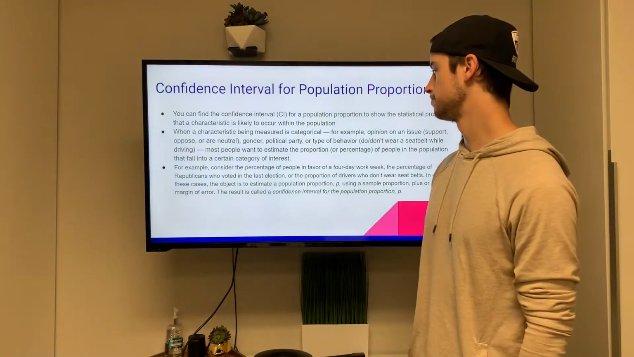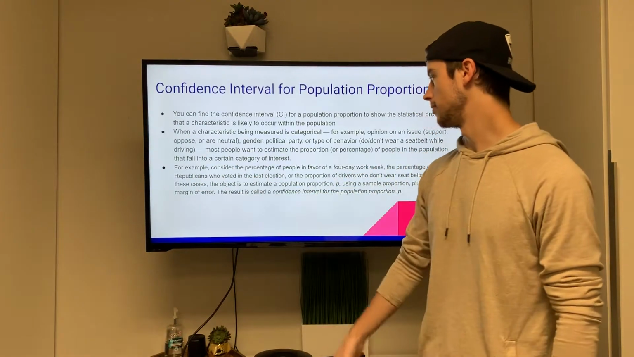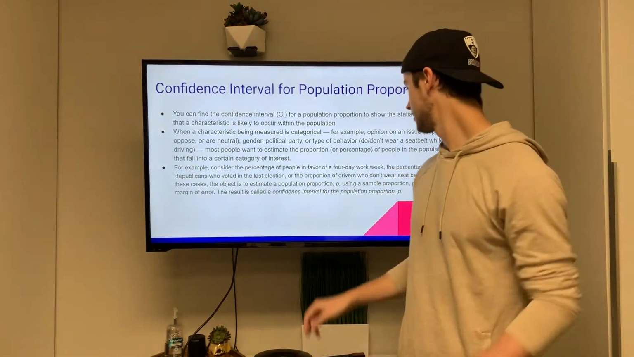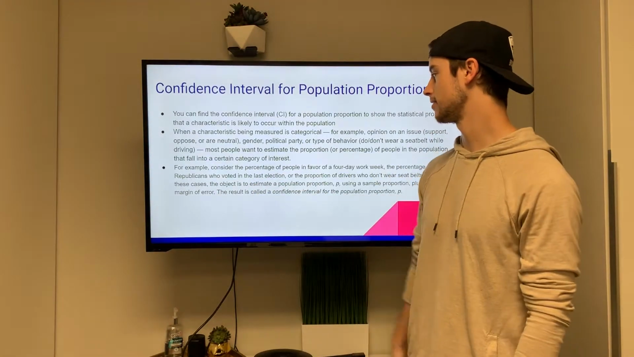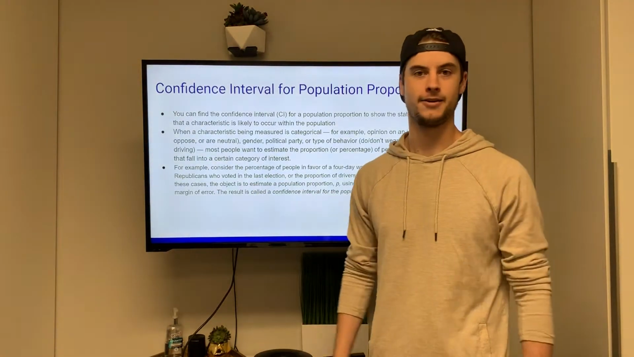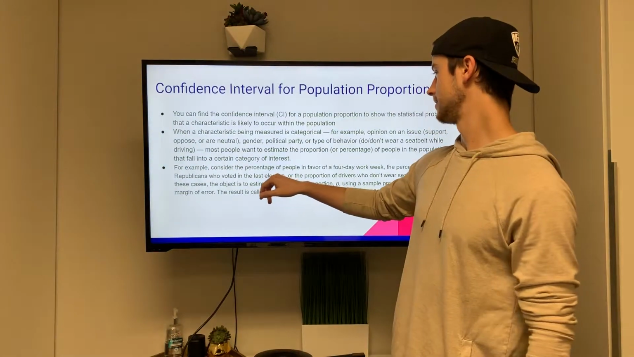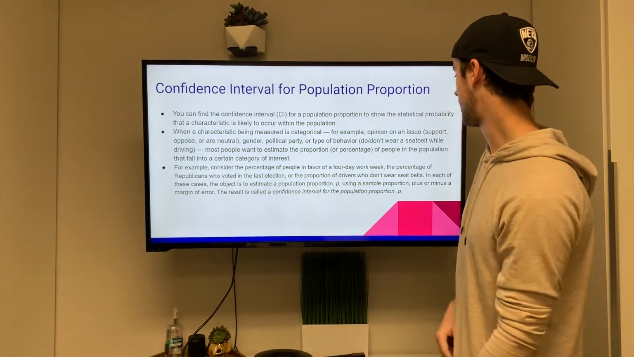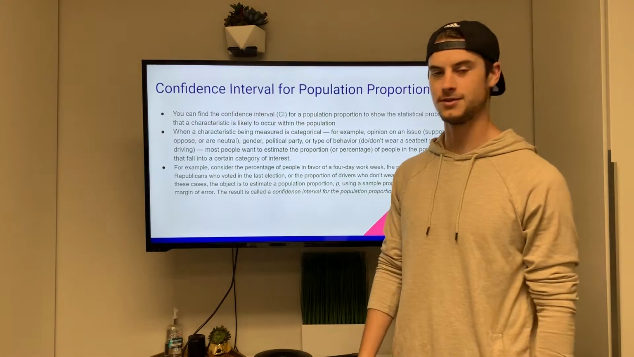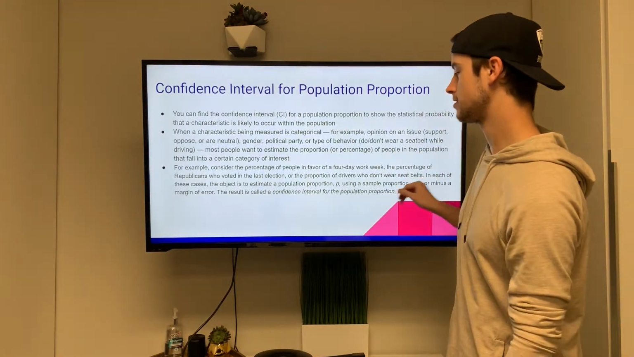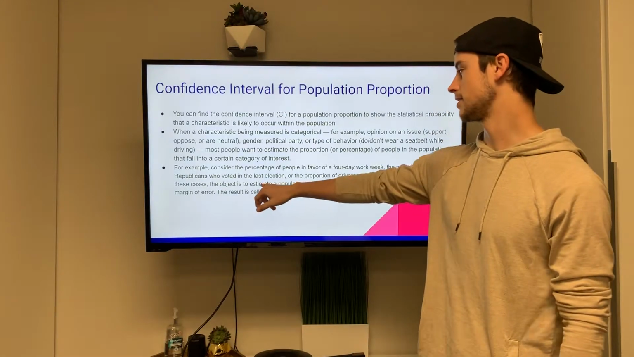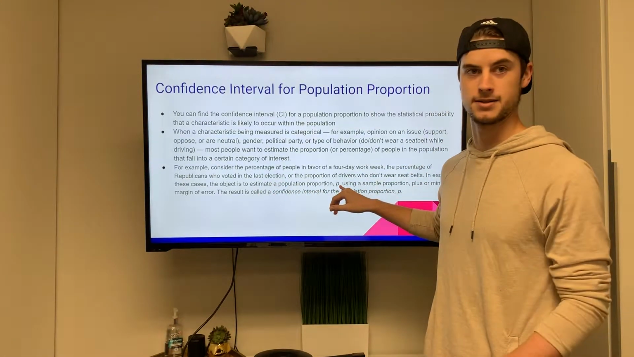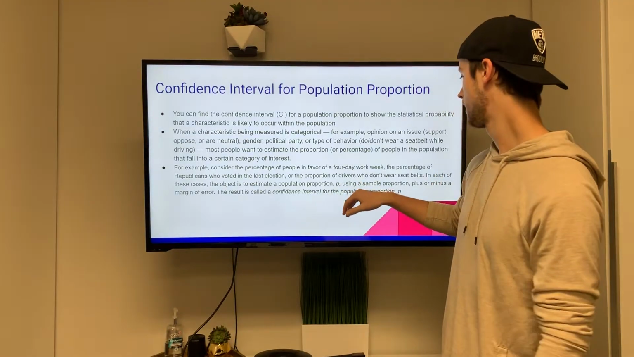Okay. For example, we consider the percentage of people in favor of a 4-day work week. Me. The percentage of Republicans who voted in the last election. I don't know, I don't talk politics, but the proportion of drivers who don't wear seatbelts. I hope all of you do. Again, safety. In each of these cases, the objective is to estimate a population proportion P, right, or pi. I guess in this case that would be our population proportion.